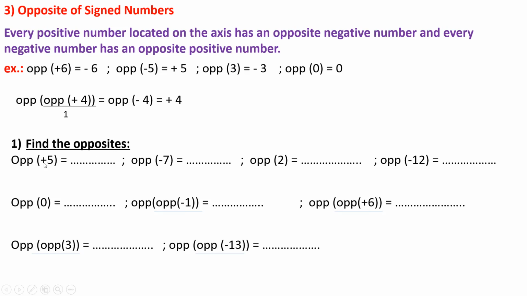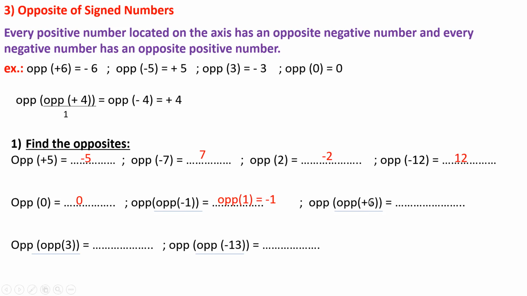Let's find the opposites. Opposite of a +5 is having the same numerical part 5, but a different sign, which is -5. Opposite of -7 is +7. Opposite of 2 is -2. Opposite of -12 is 12. Opposite of 0 is 0, since it has no sign. Now, opposite of -1 is +1. So what's the opposite of +1? It is -1.